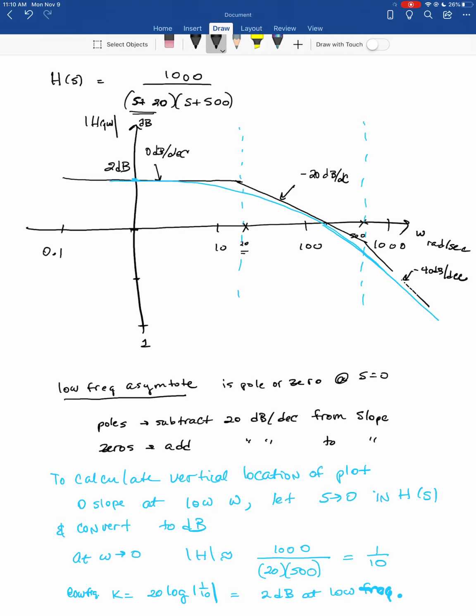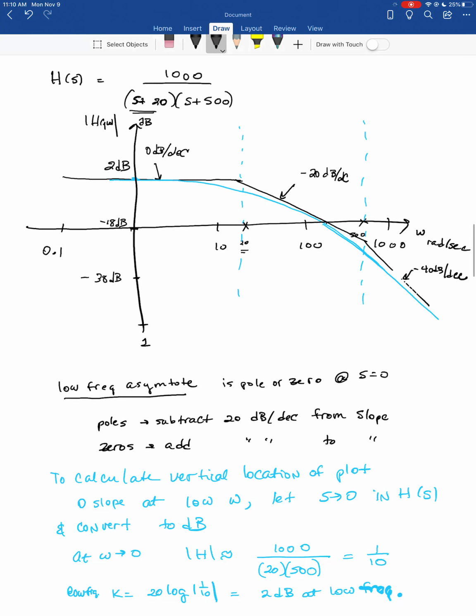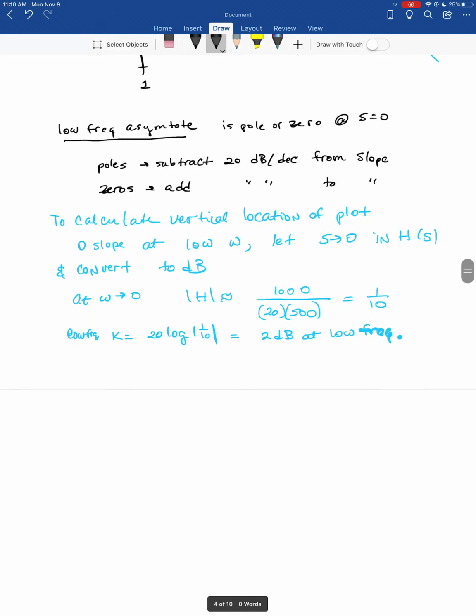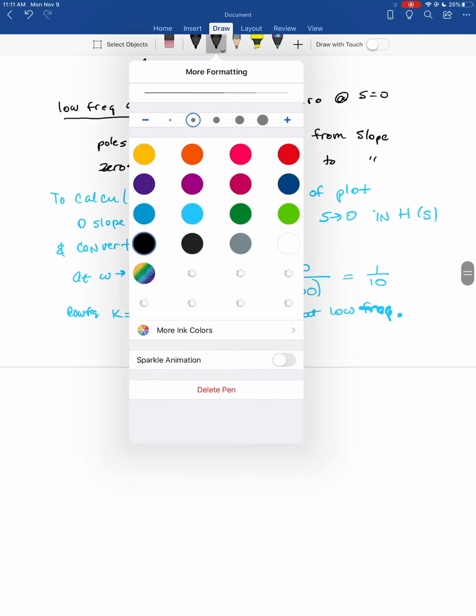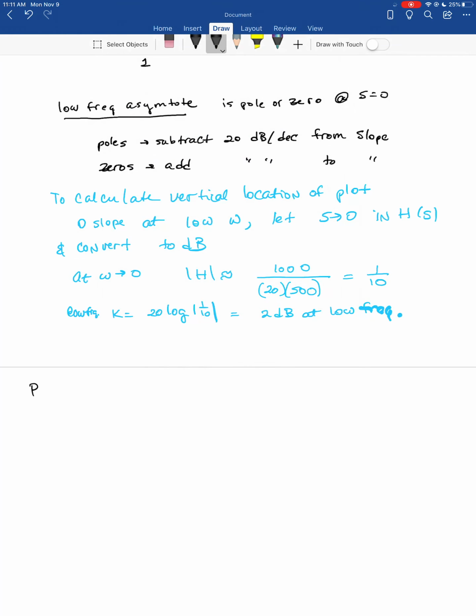Now, if you want to tick this off in units of 20 dB, right here where I had my horizontal line is minus 18, minus 38, and so on. So there's that. Now let's look at phase. Once again for phase, I want to start at the low frequency end because my phase is also additive.